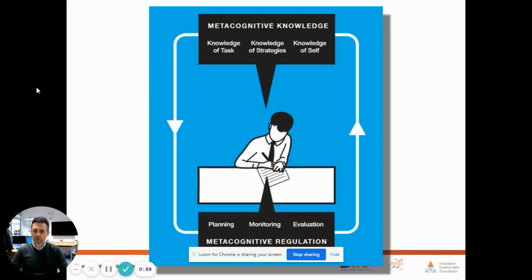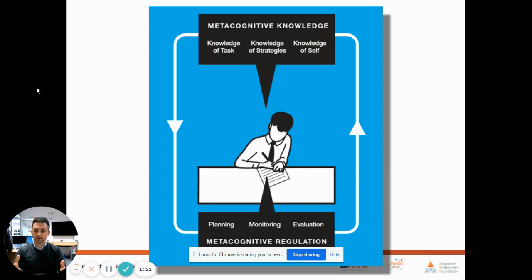Okay, so just quickly then, in terms of what we mean by metacognition and self-regulation, the EF defines self-regulated learning as having 3 bits really. So you've got cognition, your toolbox of strategies, you've got your metacognition, how you think about those, and then you've got your motivation, whether you can be bothered to do it. Okay, and those 3 things together make self-regulated learning.